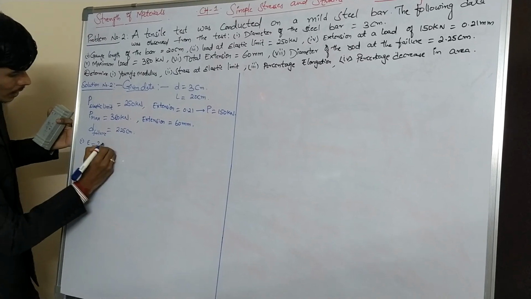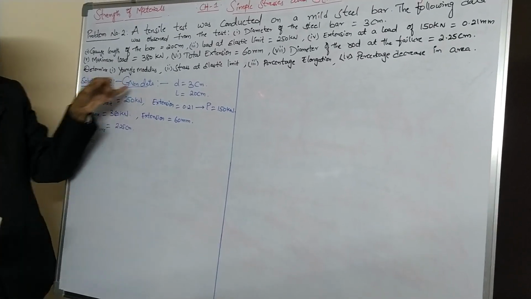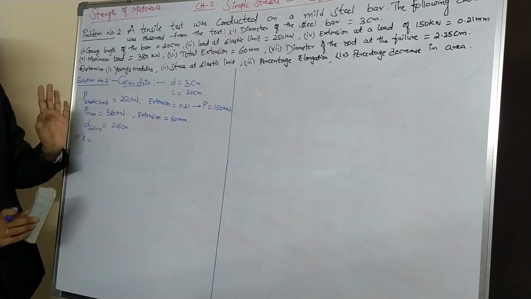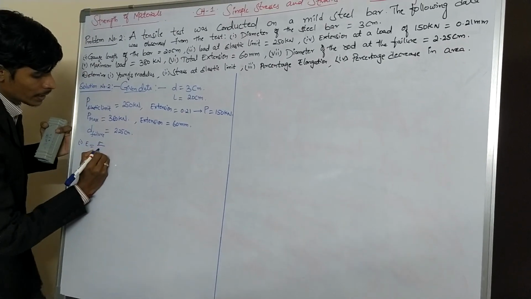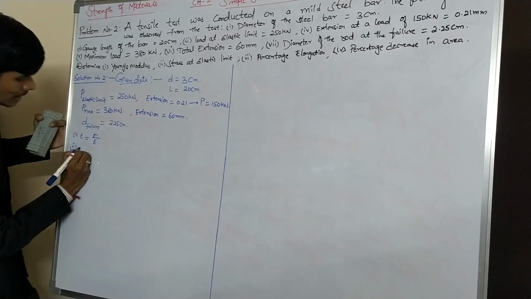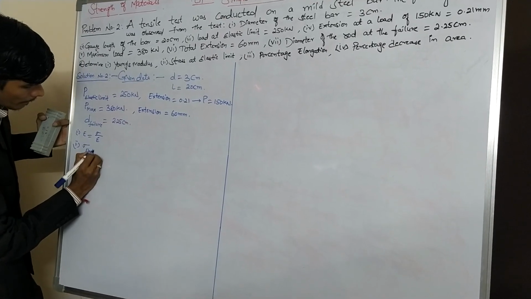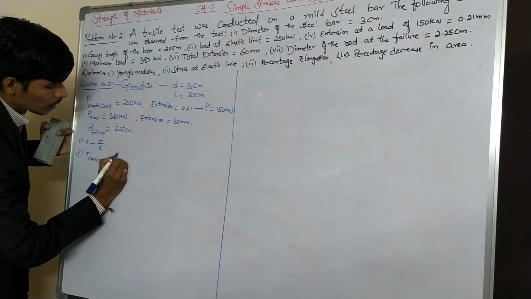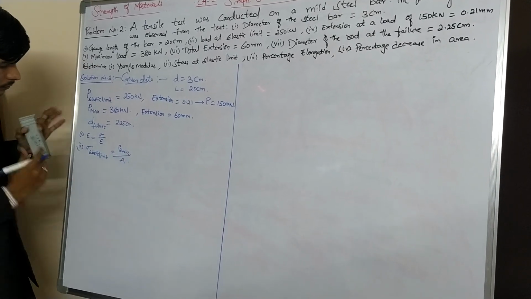What is asked to calculate initially is Young's modulus. First E you need to calculate. First step is writing the given data. Second step is writing the formulas for the determination. First, Young's modulus is stress by strain. Second, stress at elastic limit. Stress at elastic limit is load at elastic limit by area.